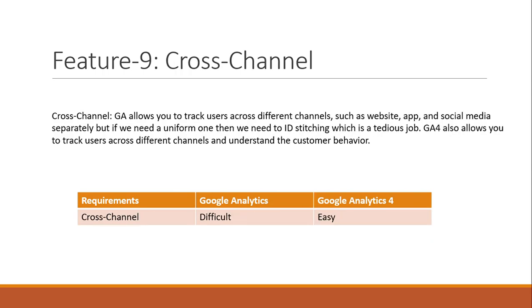Feature 9 talks about cross channel, which is a very big feature that Google has provided in GA4. They can do a cross-channel analysis of how a user is behaving, from mobile web to an app or similar scenarios, which is not directly available in GA, and is one of the good features they have launched. This is one of the biggest features everybody is looking for in terms of understanding how their cross-channel behavior is happening.